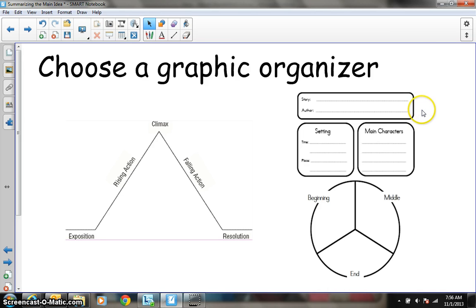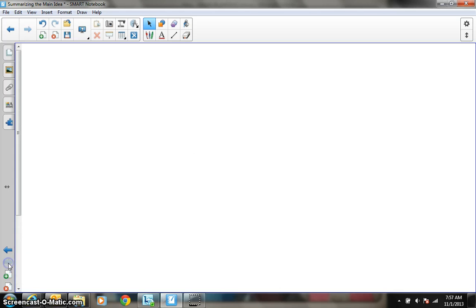You see the story and the author is up here. You put the setting, the time, and the place. Who are the main characters? And then important details from the beginning, the middle, and the end. Remember to use graphic organizers. You may go back and look at the chant once again to help you remember. These are things that will help you summarize a story.